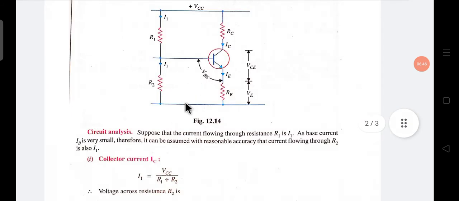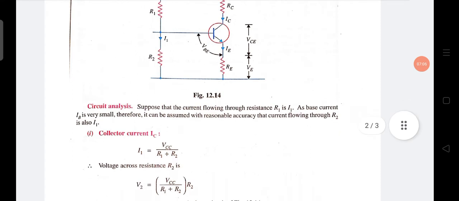The current I1 equals VCC by R1 plus R2. The total resistance is R1 plus R2 and the voltage is VCC, so I1 equals VCC by R1 plus R2. Then the voltage across resistance R2 is V2, which is VCC by R1 plus R2, times R2. This is the voltage divider rule: the voltage across R2 equals I1 times R2.